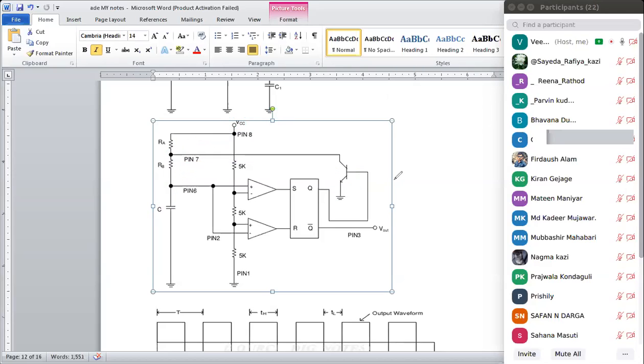Now let us consider, in the beginning, the value of Q.